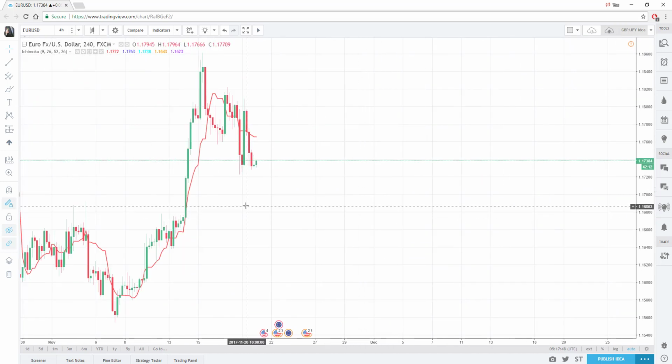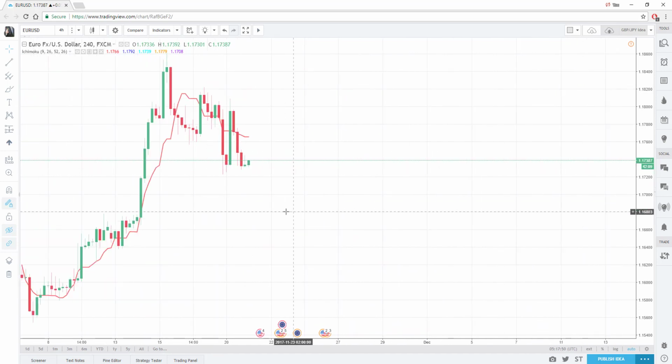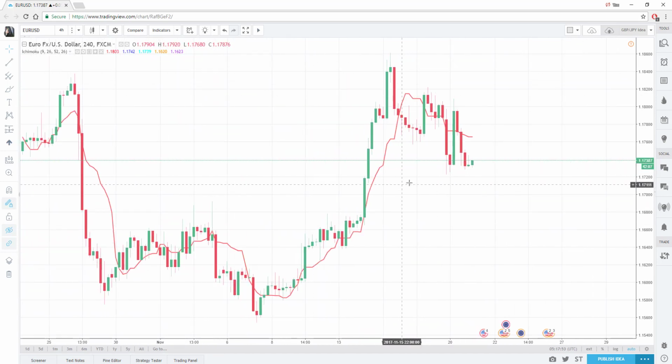So we have this red line. You saw it was listed as conversion line in the settings. This is known as Tenkan-sen. Tenkan-sen is an average, but it's a little different than your EMA or SMA, your exponential moving average or simple moving average. With those moving averages, you are taking just the body of the candle, the open and the close. Whereas with Tenkan-sen, we are taking the full candle. We are taking wick to wick is what it's measuring, okay?